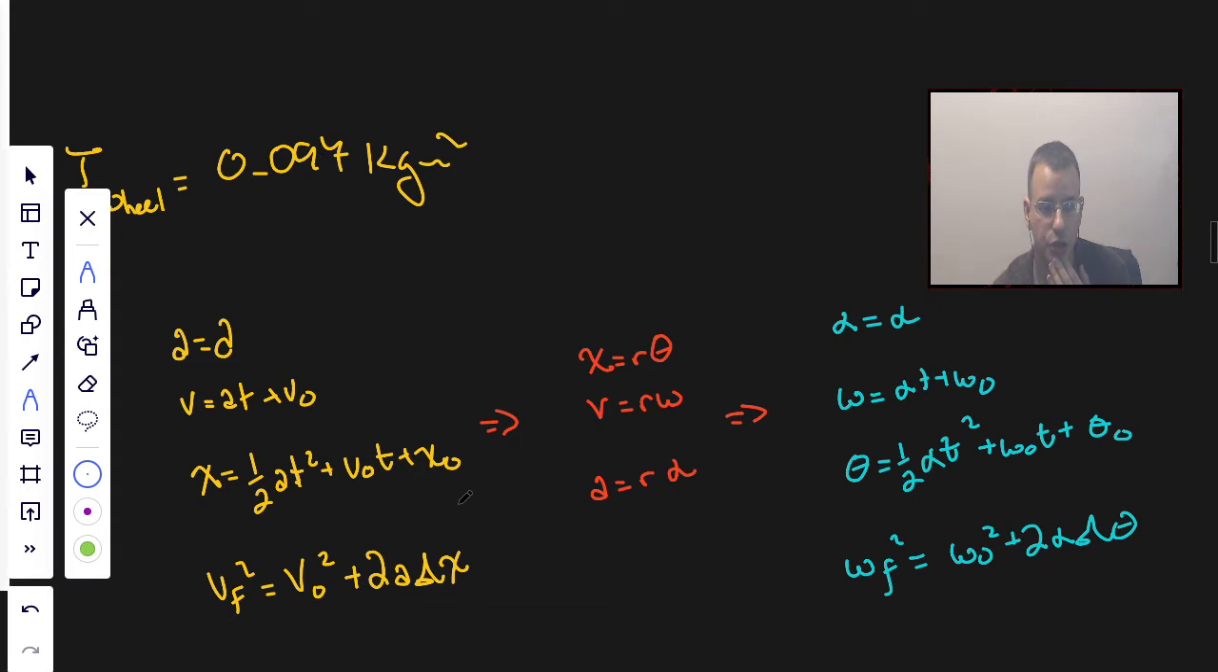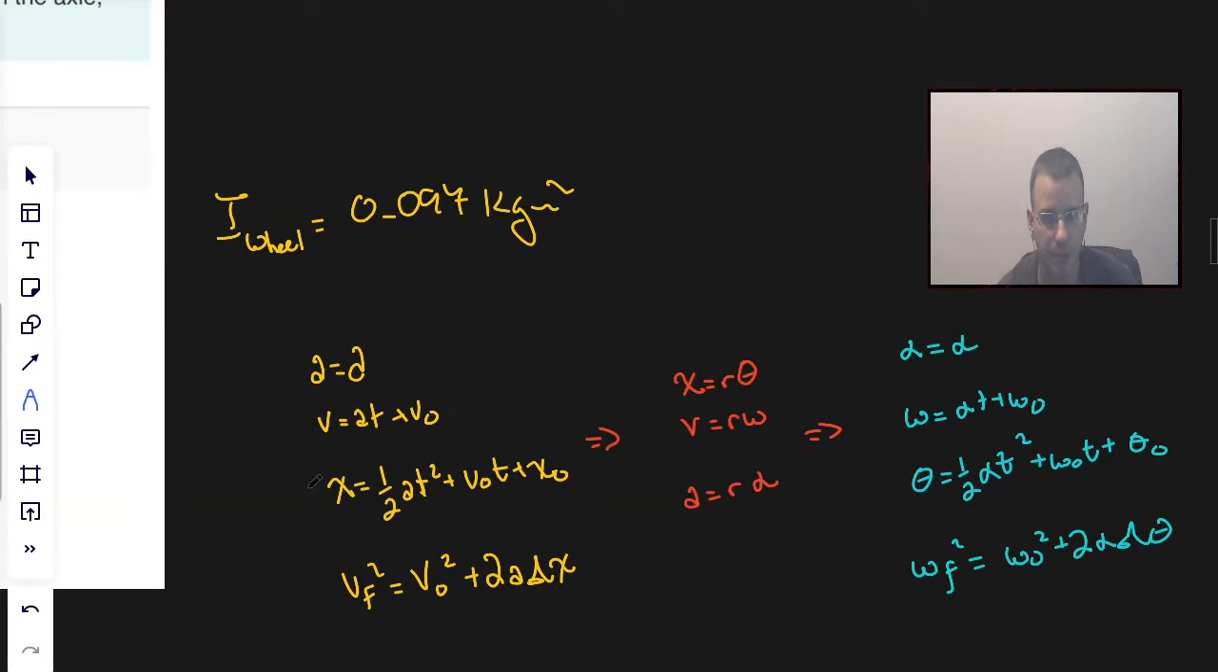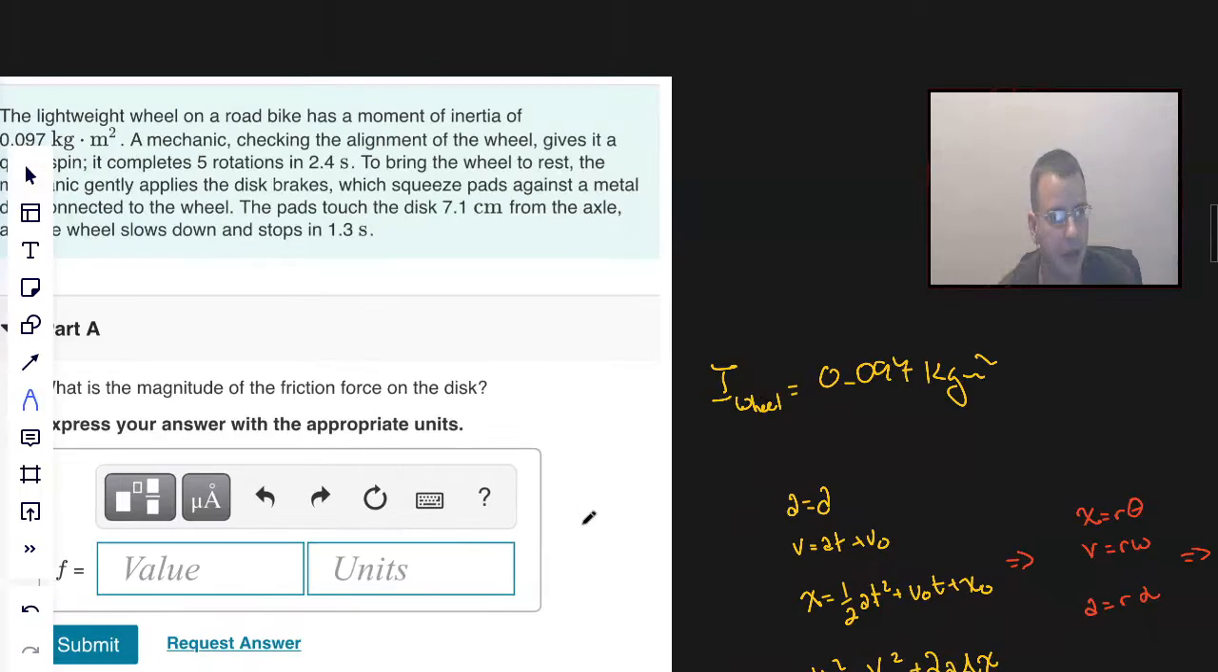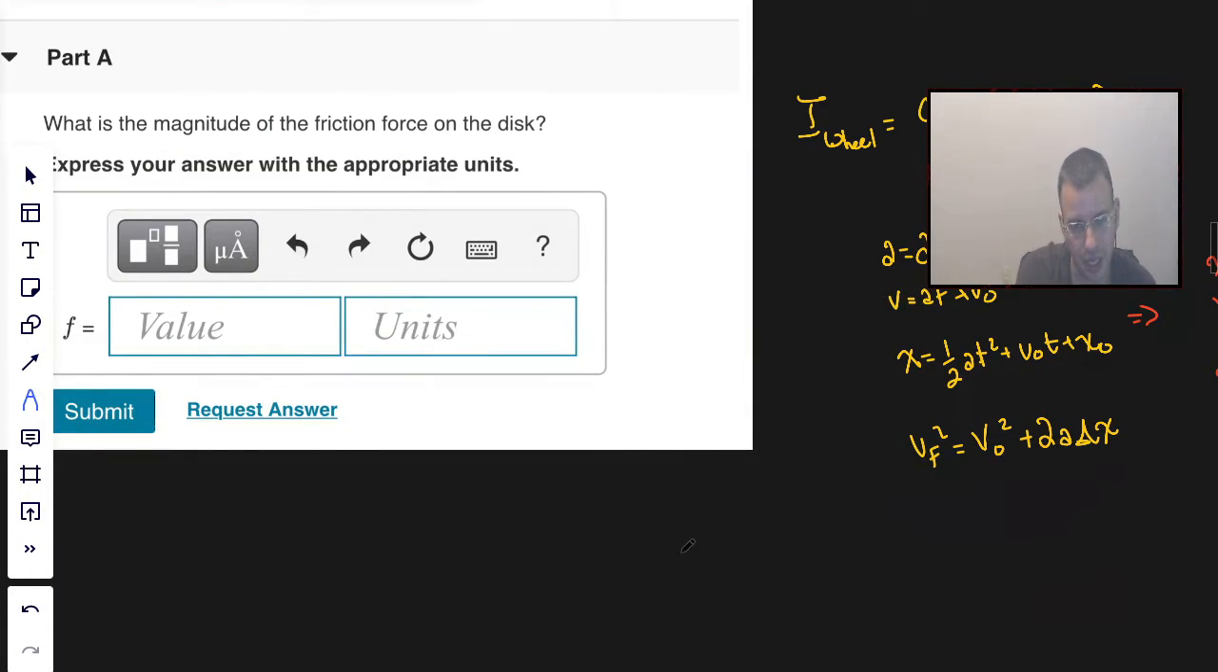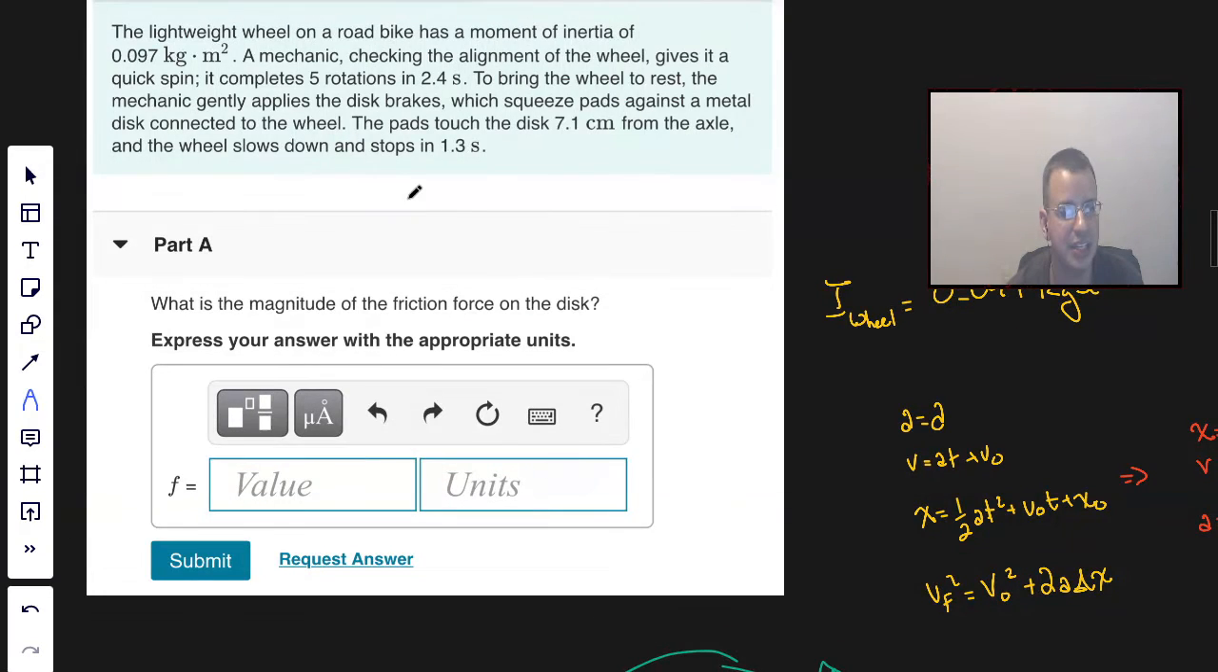When you do it on a test, I like to write these out just once and then keep referring back to the first time I wrote them. But you're right, it does take a bit of time. All right, so now draw a picture. So we've got a wheel that's spinning, and they give us a distance and time.